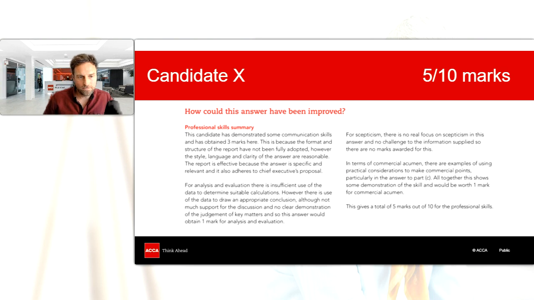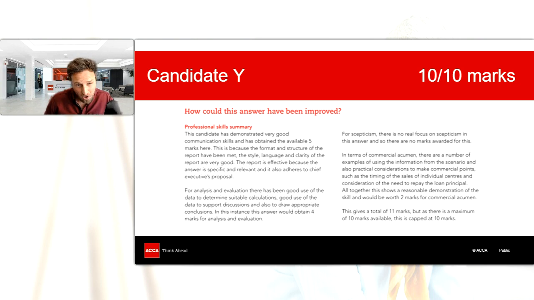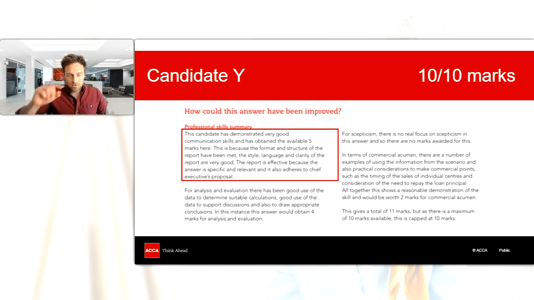Candidate Y overall scored 37 out of 50, so a very solid pass for candidate Y, and they got 10 out of 10 on the professional marks. That's what you all want to be getting. So really good communication. Do you remember we saw that report format was the best by far of the 3, wasn't it, with the 2 from and the date? So that one was great.